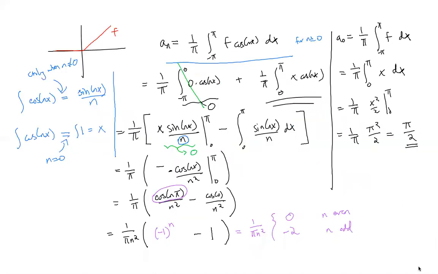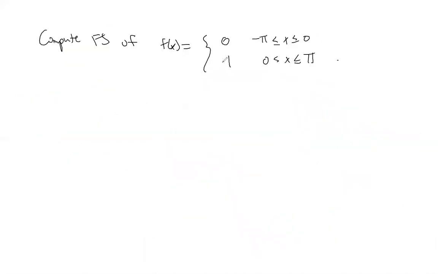For example, let's say we want to compute the Fourier series of this function. This function looks like 0 and then 1. Well, we could just compute the Fourier series exactly like we did in the previous example. We can just compute the coefficients. But an easier way is, now that we have the Fourier series for, I'm going to call this something else so we don't get confused, let's say g.